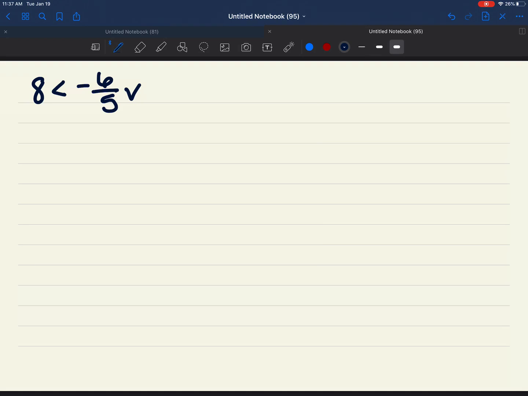All right. Anybody want to take this one? 8 is less than negative 6/5 times v. You said I got the next one. Oh, that's right. Okay, go. You divide by negative 6/5. Okay. Deja, what happens when we divide both sides by a negative? You switch your inequality.